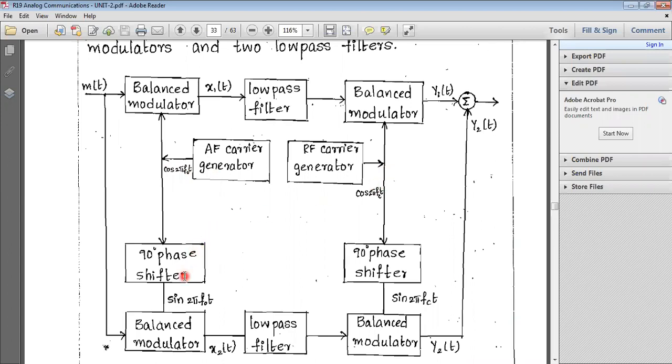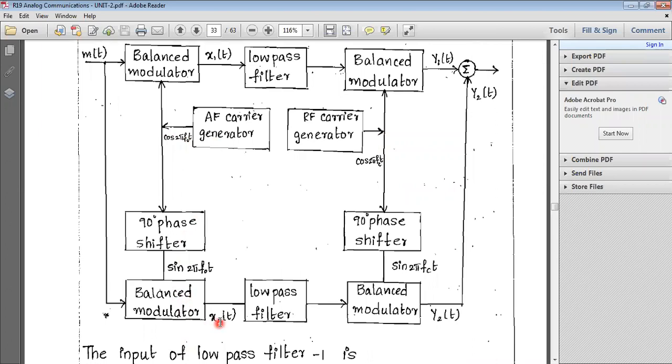After the 90 degrees phase shift, it is connected to the next balanced modulator, and this output is considered as x2 of t. Since here we connected a 90 degrees phase shift, the signal becomes sine 2 pi fct. Here also there is a 90 degrees phase shifter. After the 90 degrees phase shifter, it is connected to sine 2 pi fct.